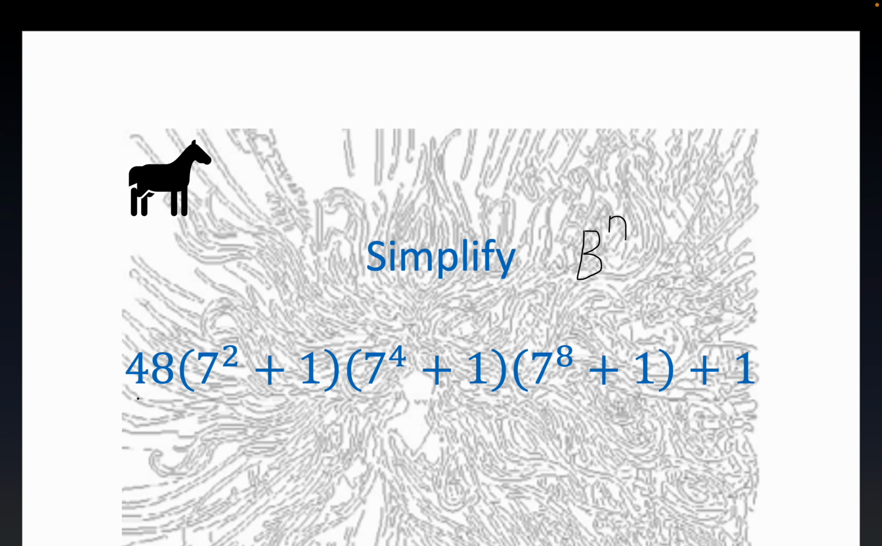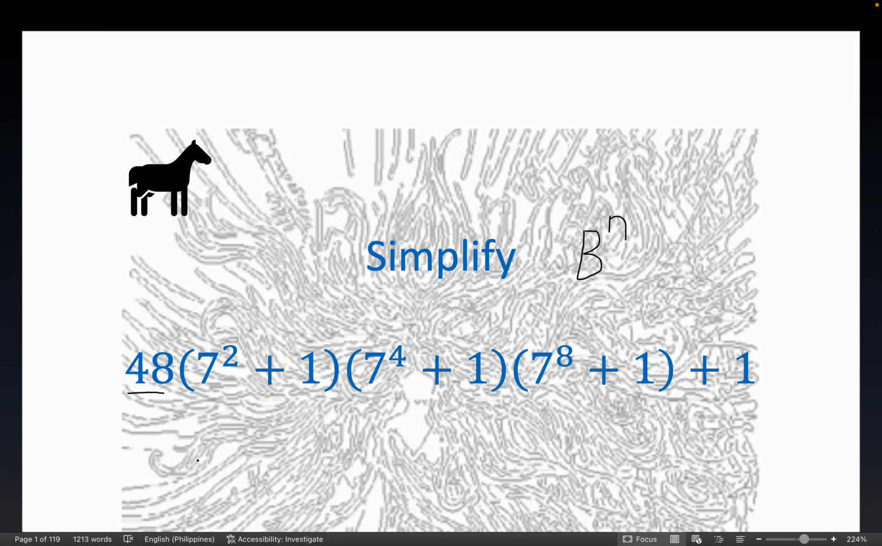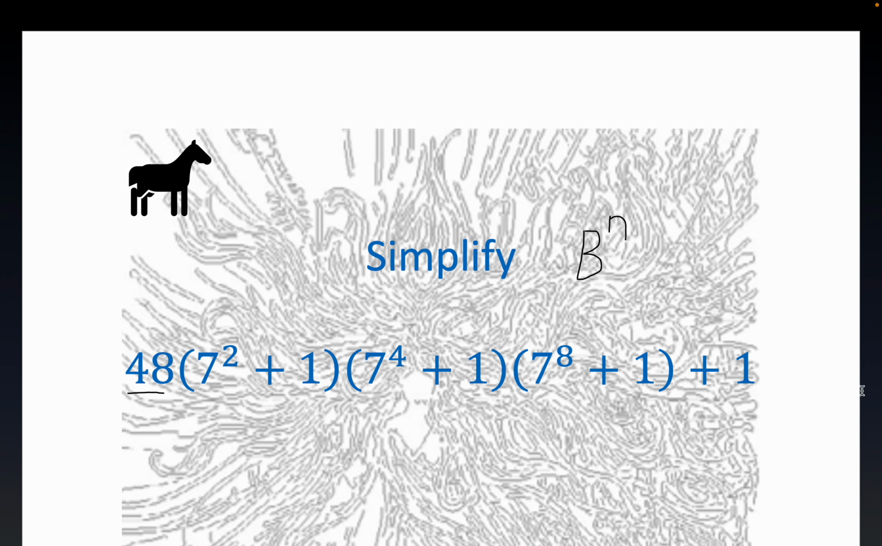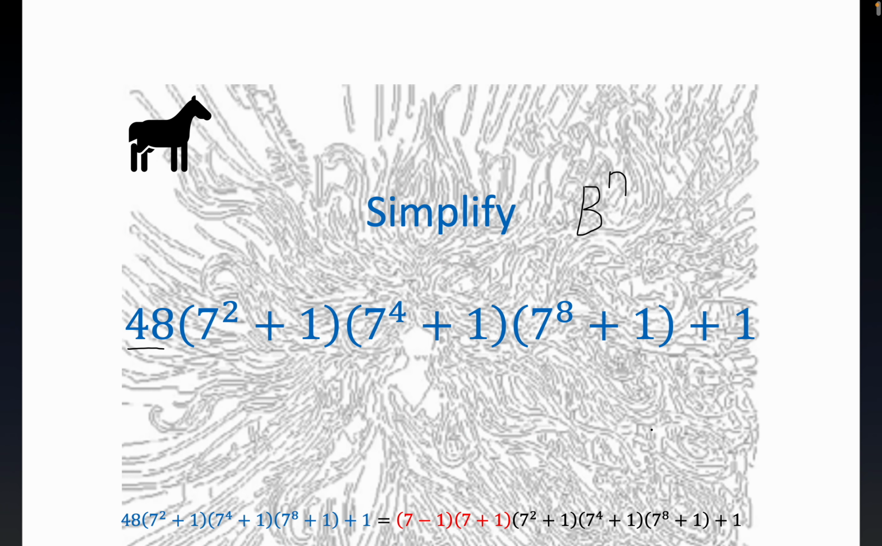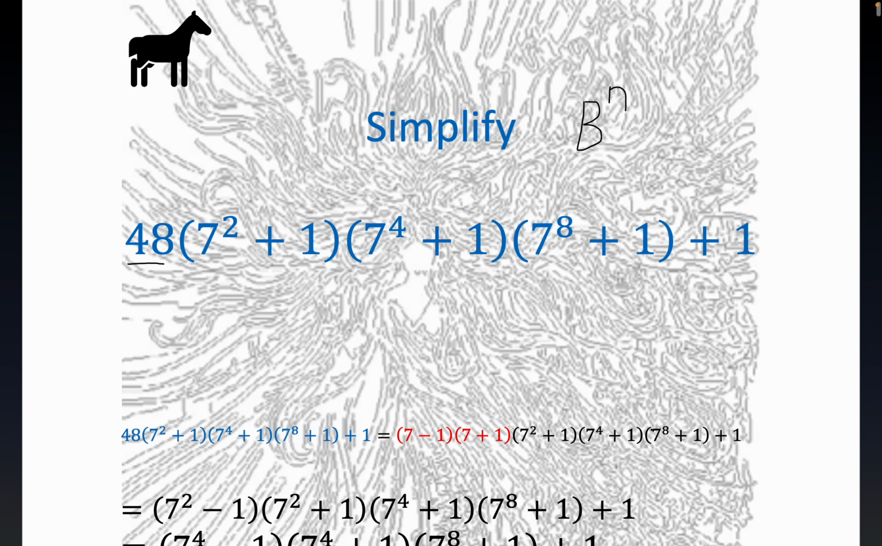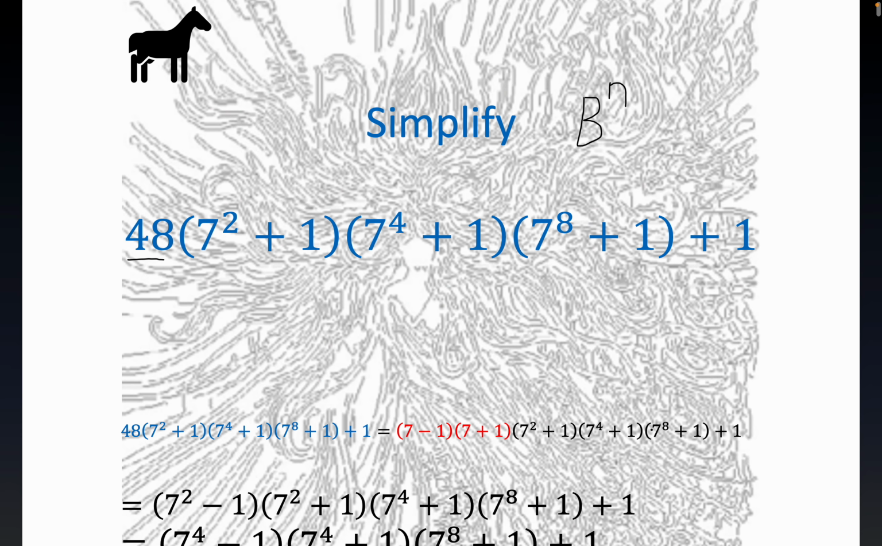Now the odd part about this is this 48. This looks like it might be tractable, the 7 squared, the 7 to the 4th, and 7 to the 8th. But you've got this strange constant 48, and then 1 at the end. So what's up with that? This is a weird problem. But notice that the 48 is kind of special because it does relate to the 7s. Now, y'all, I've just done most of the work here for you. I just recopied the original problem.